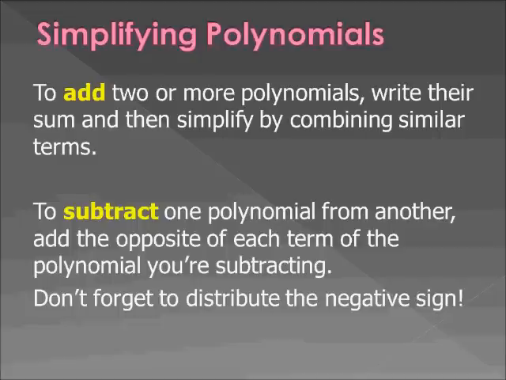To subtract one polynomial from another, add the opposite of each term of the polynomial you're subtracting. Don't forget to distribute the negative sign. You are subtracting what's probably going to be in parentheses. Don't forget that a negative in front of a parenthetical is the same as distributing a negative 1. We'll take a look at an example of that in a moment.